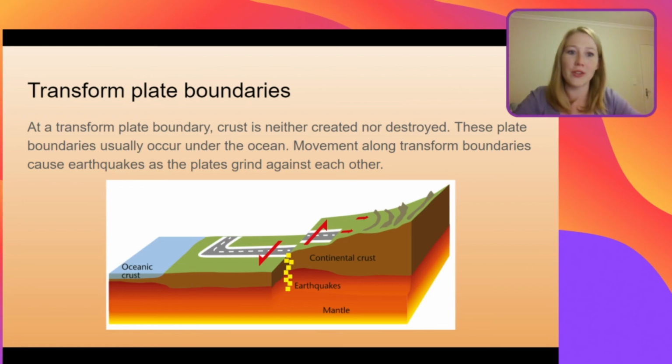And then transform boundaries, where they're moving parallel to each other, sometimes in opposite directions, sometimes the same direction, but you don't usually have features that form over here. So the other two types of boundaries, you have ridges, you have rift valleys, you have volcanoes, trenches and exciting things that form. But by transform plate boundaries, you usually don't have anything that is formed or destroyed, just passing by.